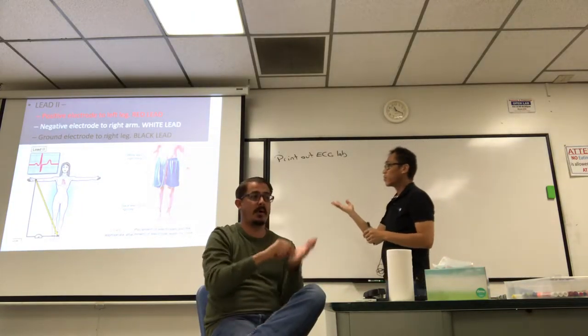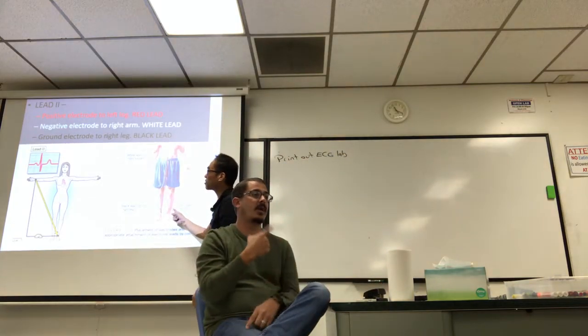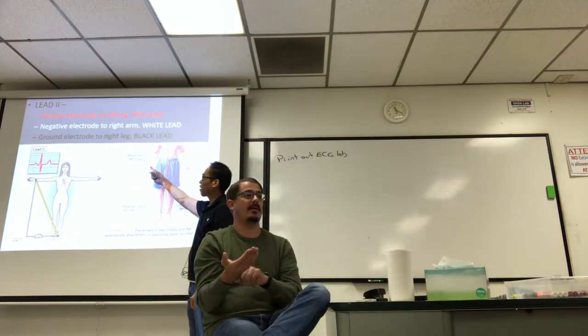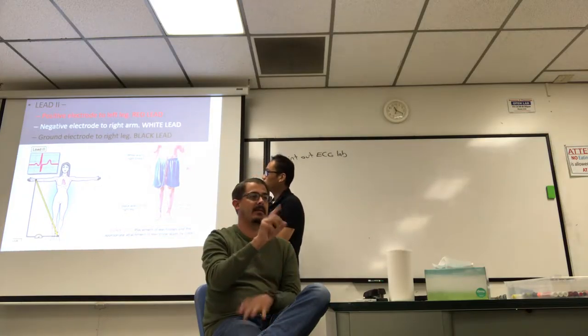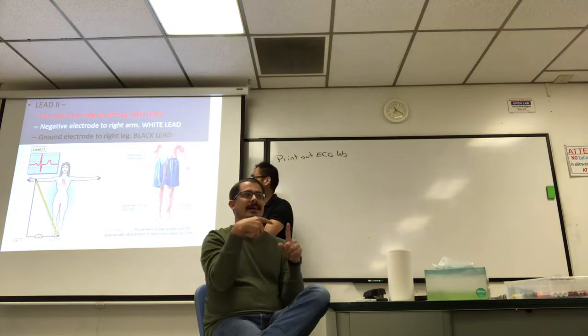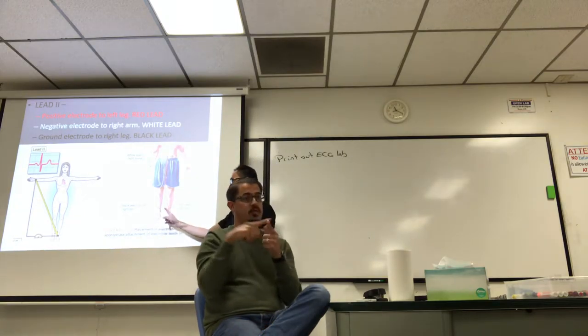Anyways, in our procedure, they say put a red lead on the left leg. For us, that's our positive electrode. The white lead goes on the wrist, on the right forearm. That's our negative electrode. So what a lead is, it's electricity going from negative to positive. That's one lead, negative to positive. We'll have a third lead, which is a ground.